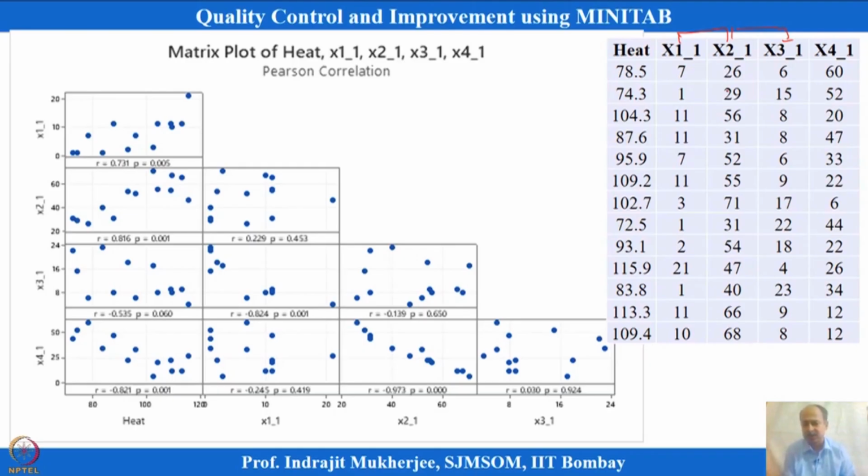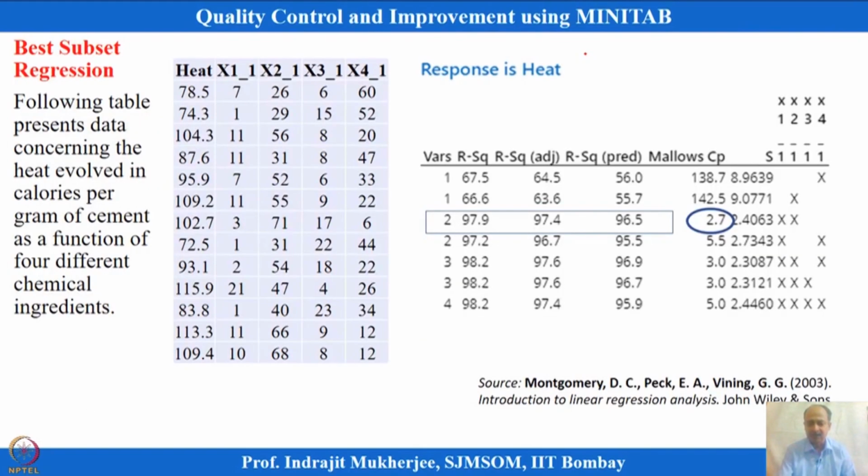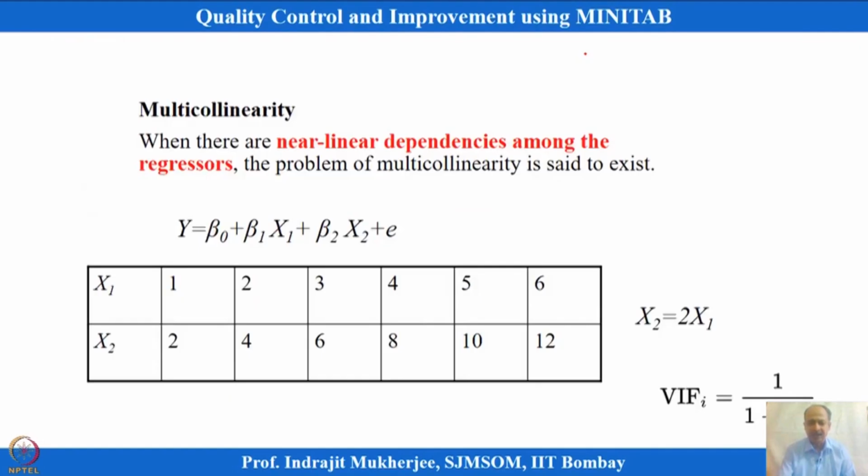So, multicollinearity means there is a high significant relationship between the x variables, and this will be reflected by an index that is known as variation inflation factor. This is what I mean to say about multicollinearity here.